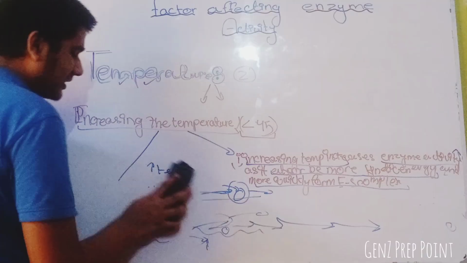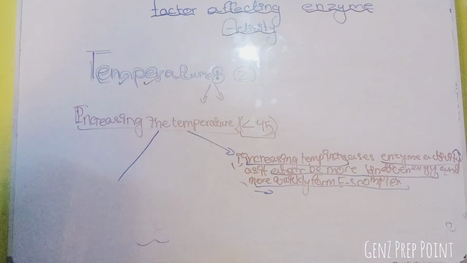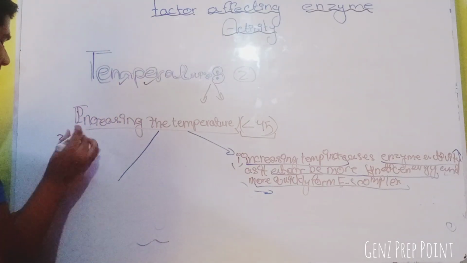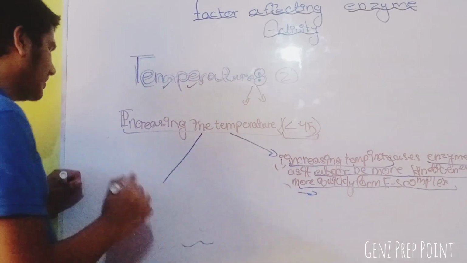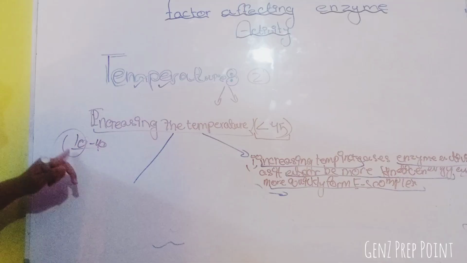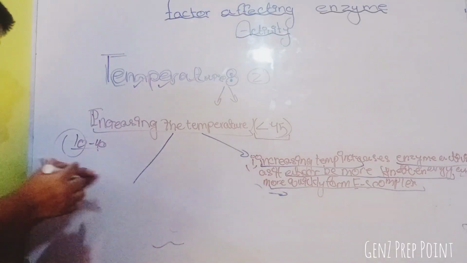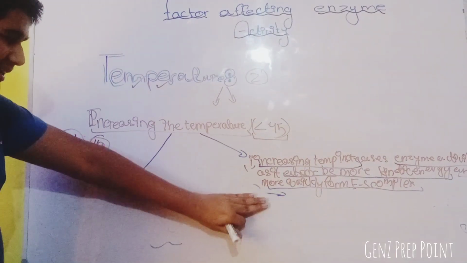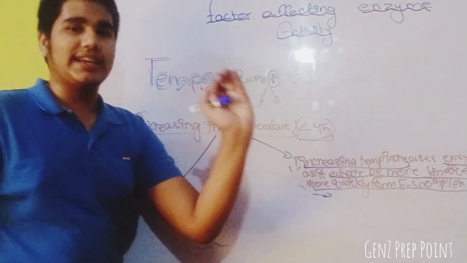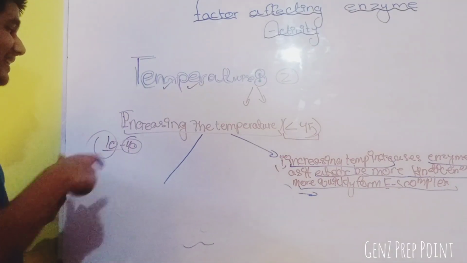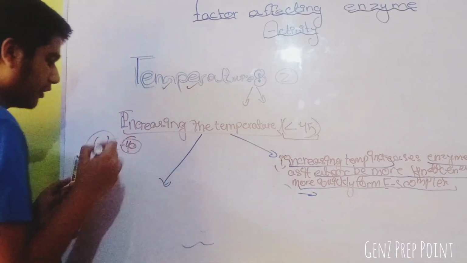Let's talk about the other side of temperature. Every enzyme has its optimum range. It's the same with all enzymes. The optimum is 37, but we are not talking about hypothetical situations. We are talking about 10 to 40. If you reduce the temperature from 10, it affects enzyme activity. When you increase the temperature from 40, it affects enzyme activity. It increases the enzyme activity to a certain level. Otherwise, there is another bad consequence that can happen by increasing the temperature beyond 40.